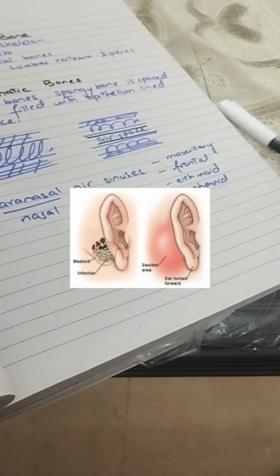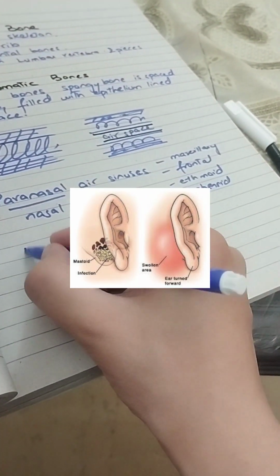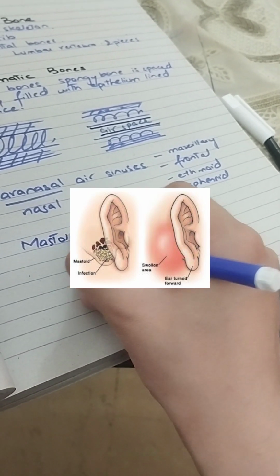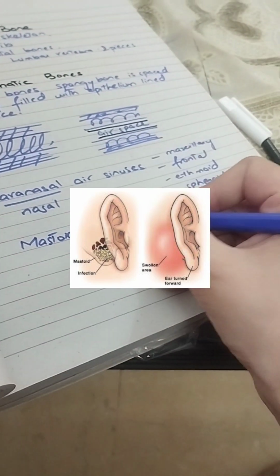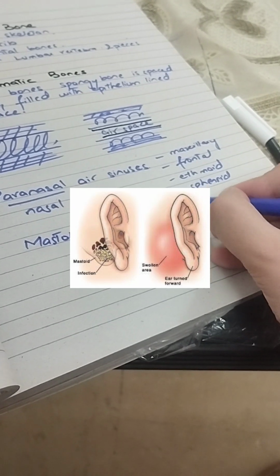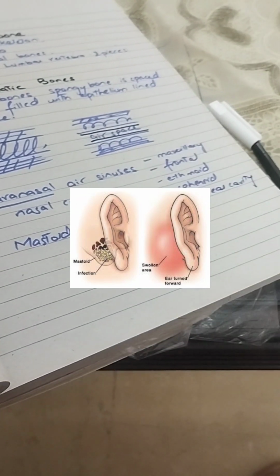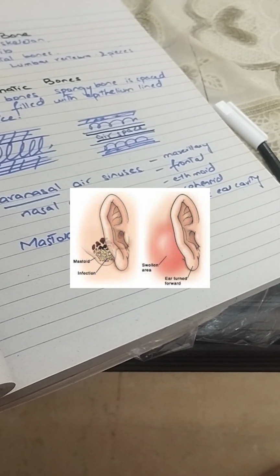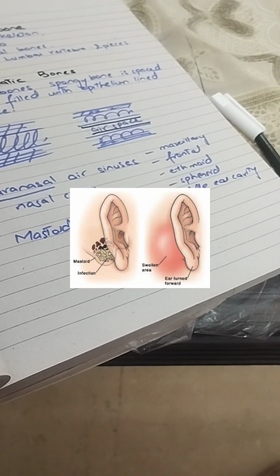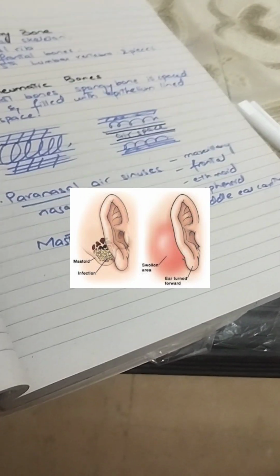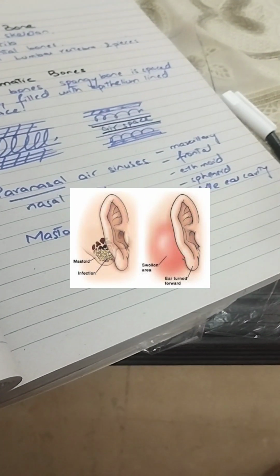Now the second important air sinus is the mastoid air sinus, which is present behind your ear, and it communicates with the middle ear cavity. So whenever you have a sore throat, oftentimes your middle ear gets infected and your mastoid air sinus also gets infected. That's the significance of the mastoid air sinus.